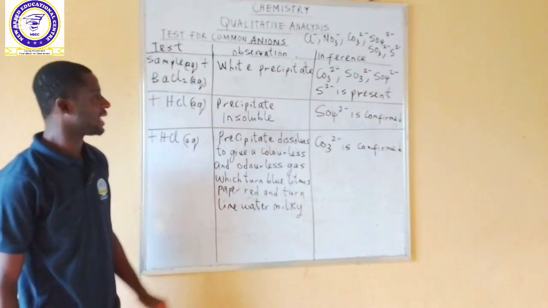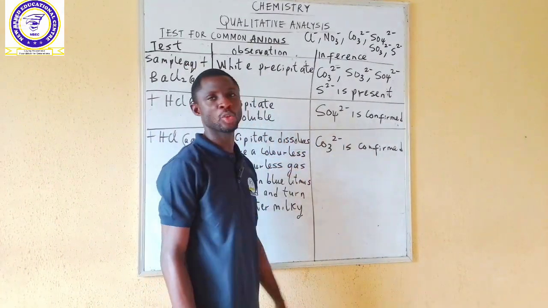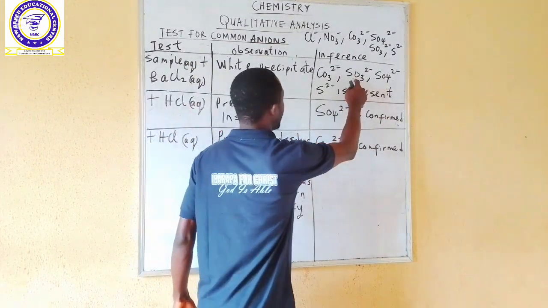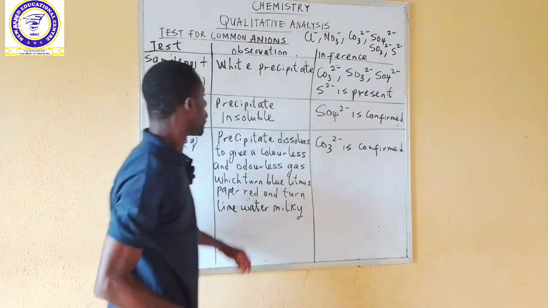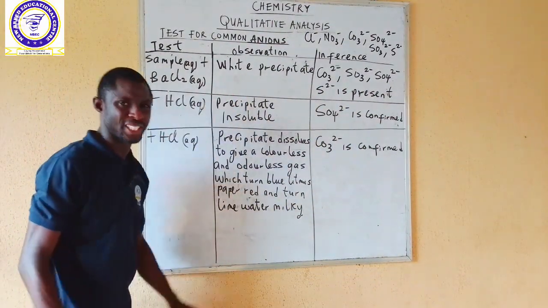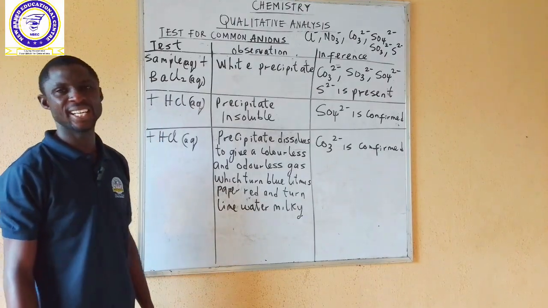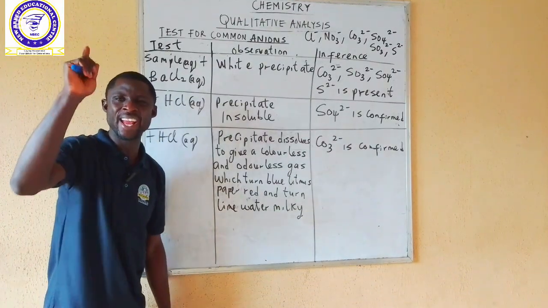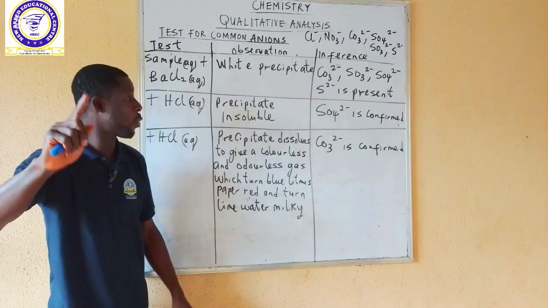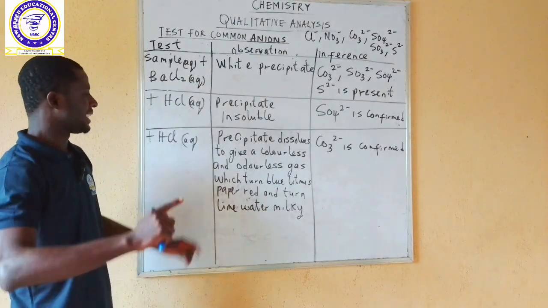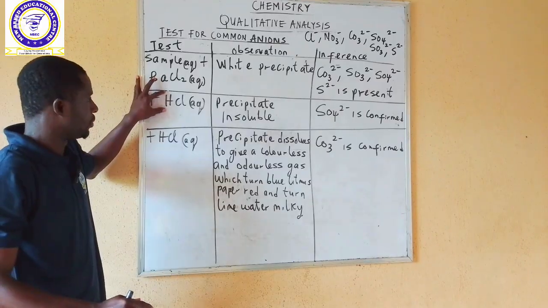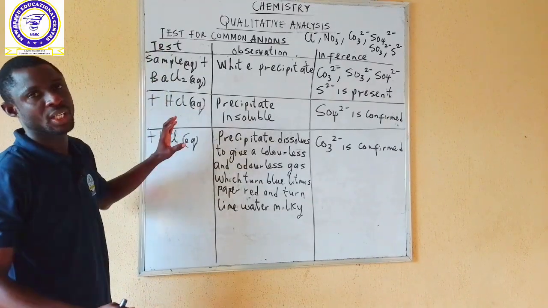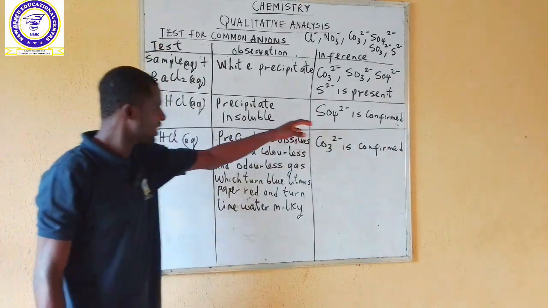That is confirmation for SO4 2-, because these three, CO3 2-, SO3 2-, and S2-, will never give you a white precipitate again when you add HCl. But the only anion that will give you a white precipitate that will still remain insoluble when you have added HCl to this sample that you have added barium chloride to is SO4 2- only.